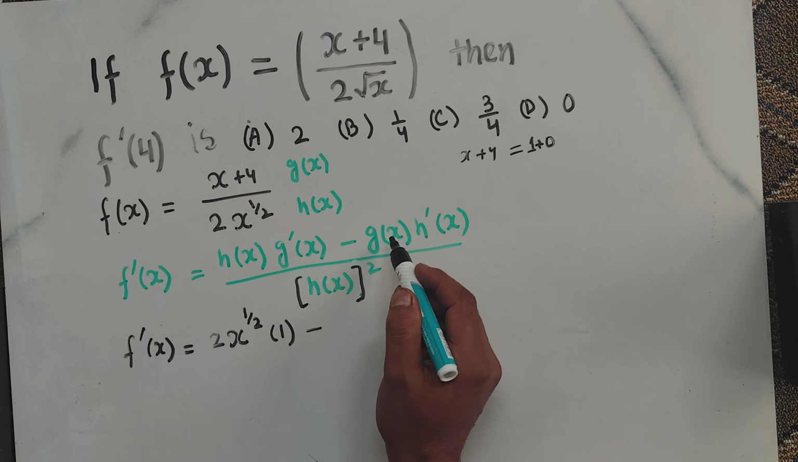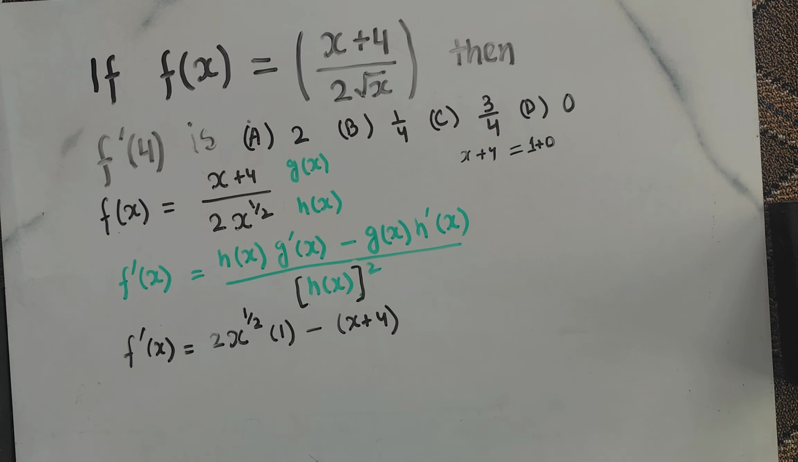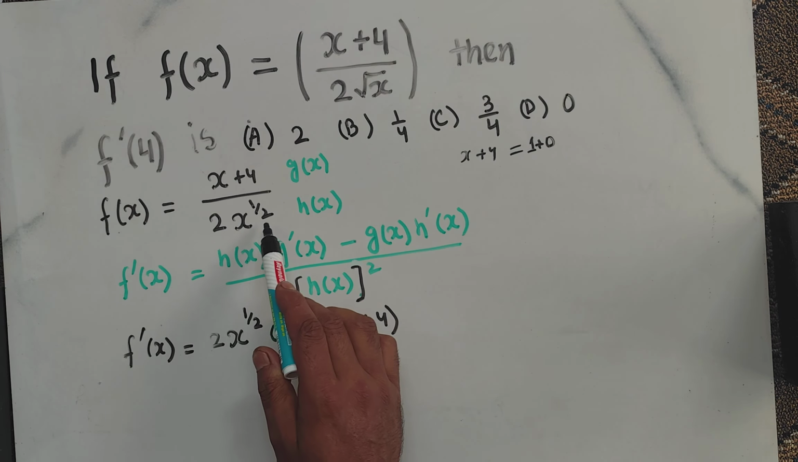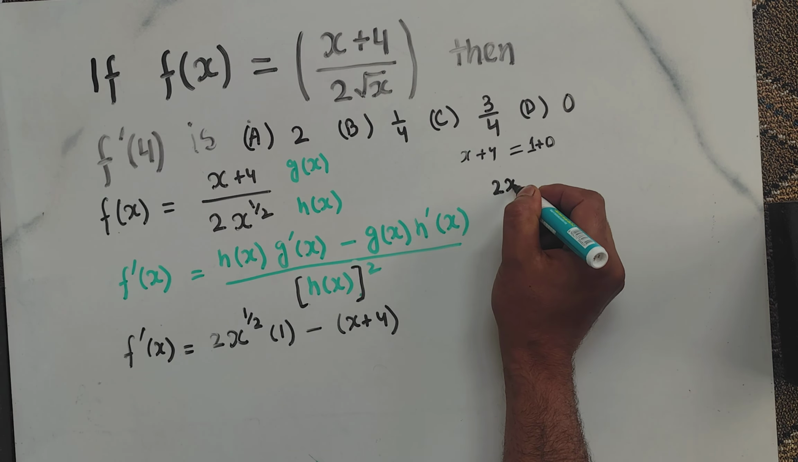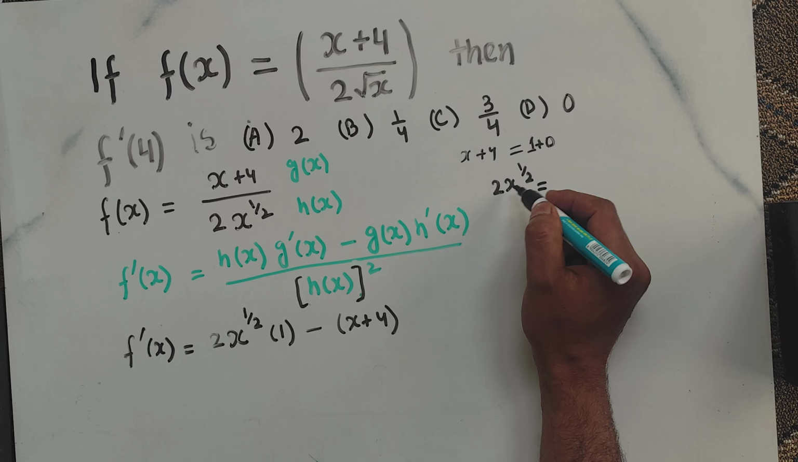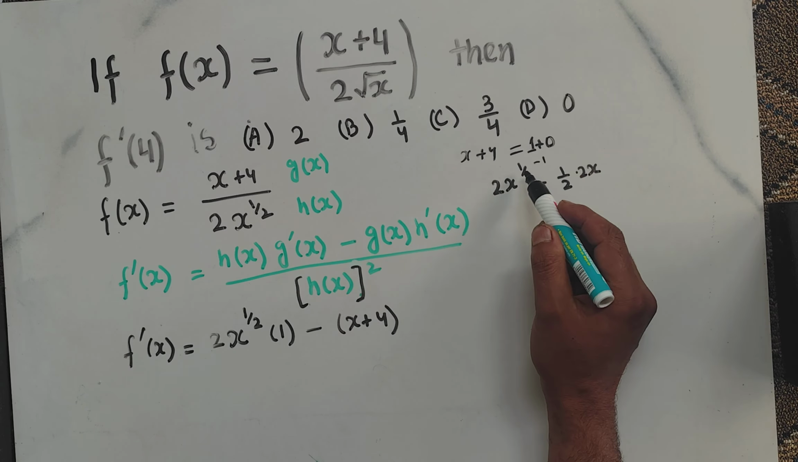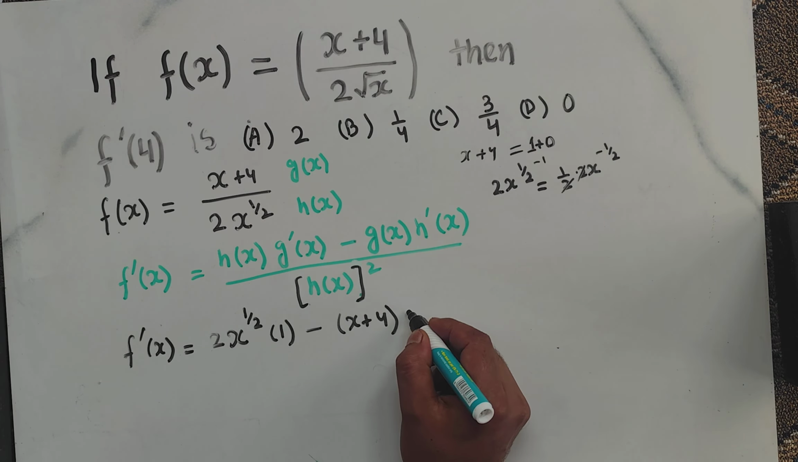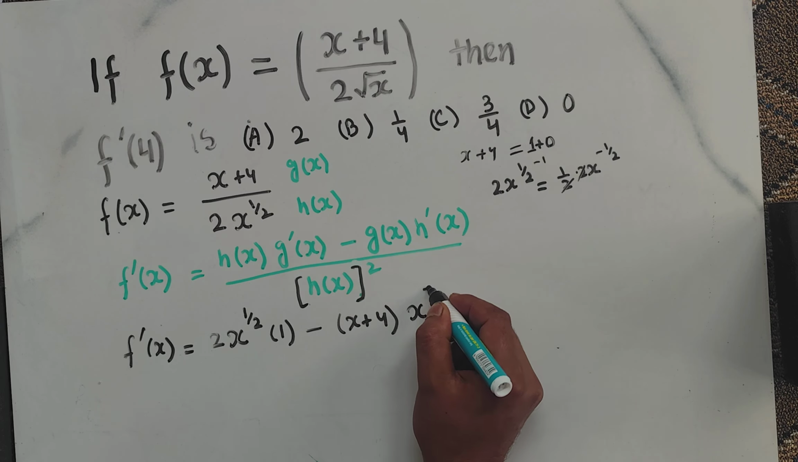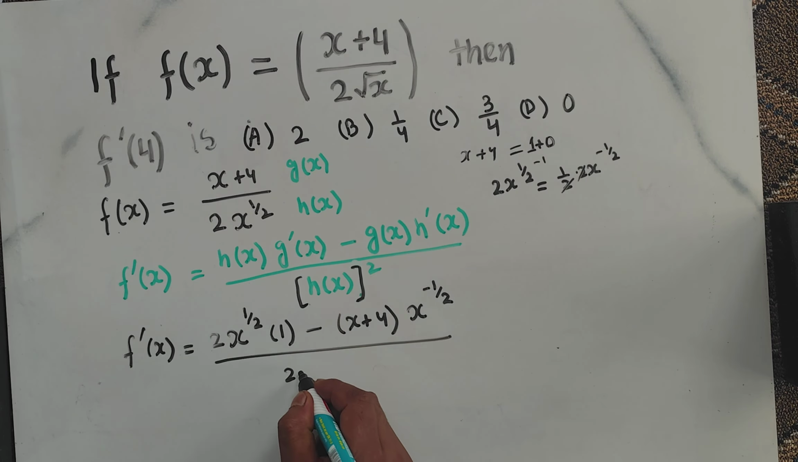Then we subtract and write the numerator function, which is x plus 4, and to this we multiply the derivative of the denominator function. Now what is the derivative of 2x raised power 1 upon 2? Using the power function rule, 1 upon 2 becomes the coefficient. Then we have 2x raised power, and the exponent is reduced by 1. So 1 upon 2 minus 1 is negative 1 upon 2. The 2 and 2 get cancelled, so we are left with x raised power negative 1 upon 2. To this we divide by h of x, that is 2 x raised power 1 upon 2, whole square.